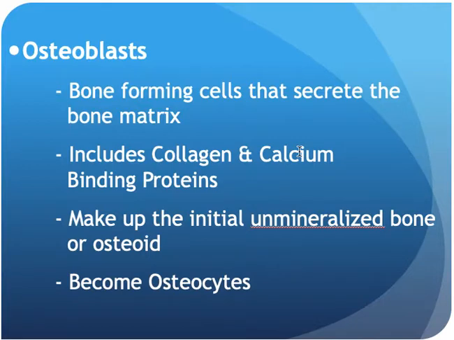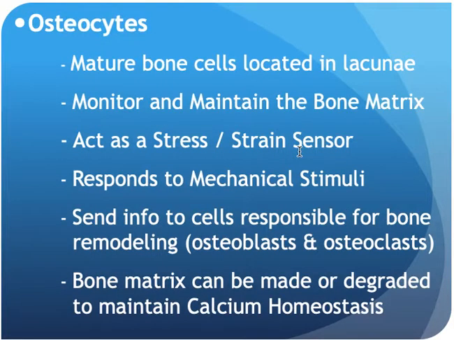It's going to secrete the bone matrix. Then we get to the osteocyte, and again, the "cyte" tells us this is a mature bone cell. What this one does is monitor and maintain the bone matrix for me, but it can also act as a stress-strain sensor. And again, this is how my body kind of knows where it is absorbing stress and where it needs to be a little bit stronger.